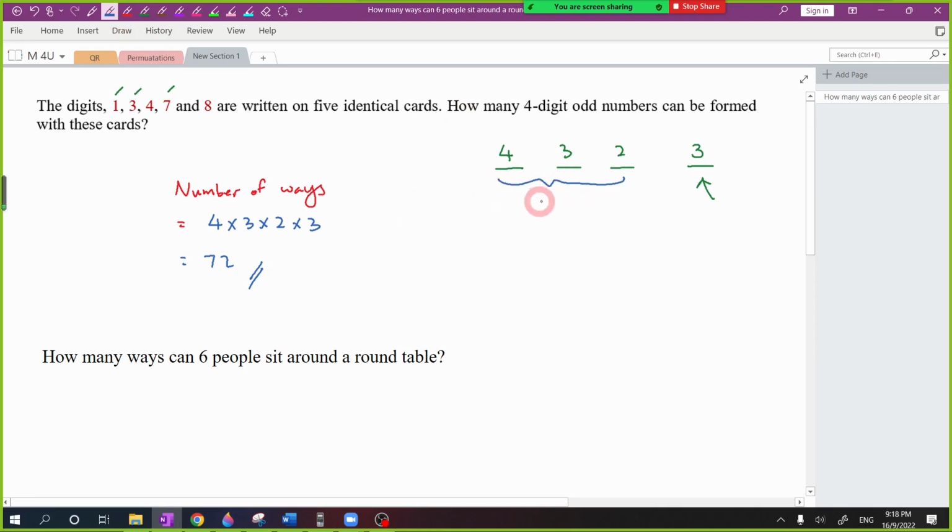So this is actually 4P3 times 3. You can press your calculator, 4P3 times 3, and you get the correct answer also, which is 72.